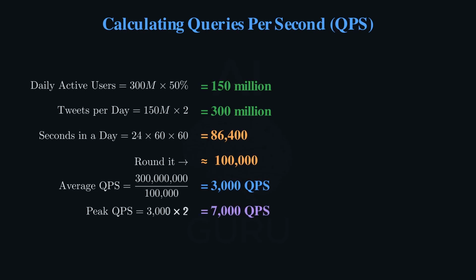Okay, so step 1 is getting to daily active users. If we have 300 million a month and 50% of them are daily. Right, so half of 300. That's 150 million daily users. And if they each post 2 tweets, 150 million times 2 is 300 million tweets per day. Correct. 300 million tweets a day.